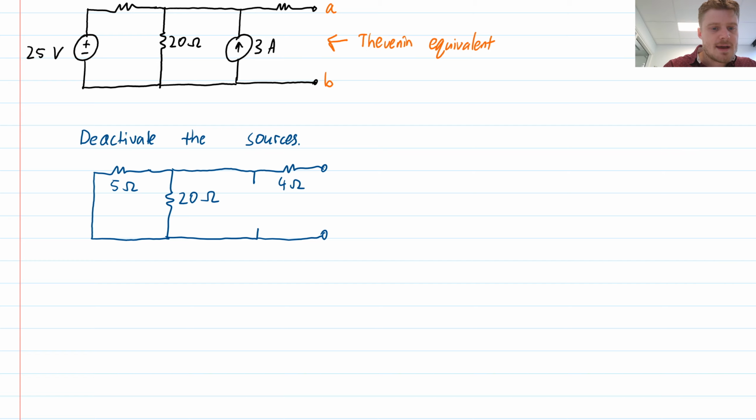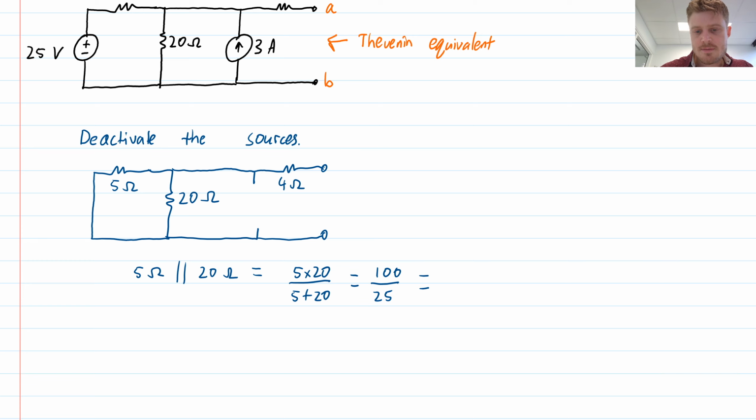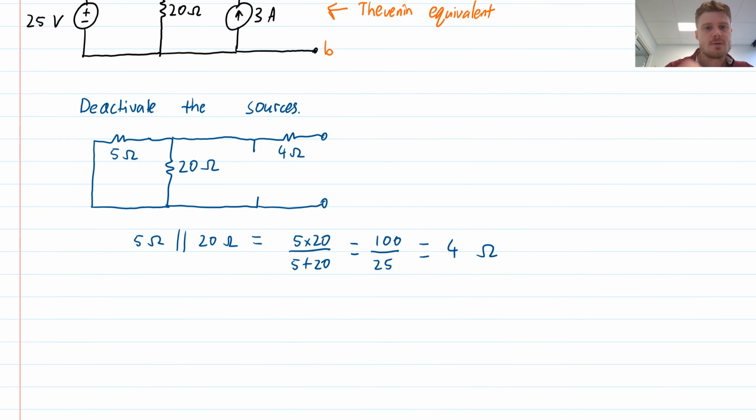So calculating that, 5 ohms in parallel with 20 ohms, that will be the product divided by the sum, so that is 5 times 20 divided by 5 plus 20. So that will be 100 divided by 25, which is 4 ohms. So we have 4 ohms as the equivalent of these two in parallel. So I can redraw my circuit. It's a little bit simpler.